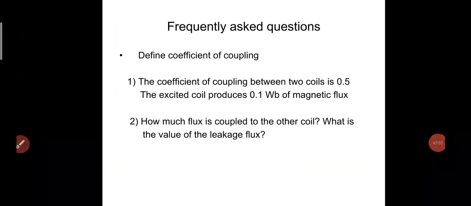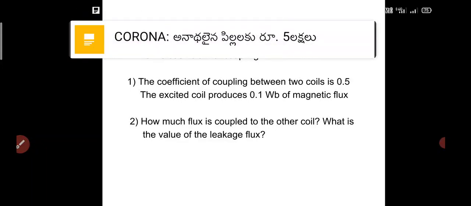I hope all of you understand my class. So today we discussed the coefficient of coupling, its definition, the relationship between coefficient of coupling and self and mutual inductance, and problems on coefficient of coupling.